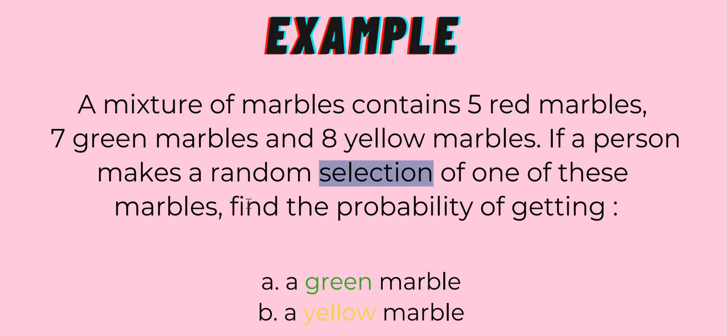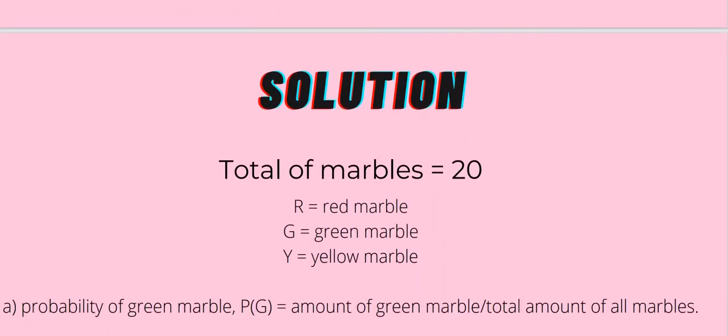Now we need to know the set first. The event here is question A, green marble. So that's one set or event. And B is a yellow marble. So we want to find the probability of getting a green marble and a yellow marble. Now we go to the solution.